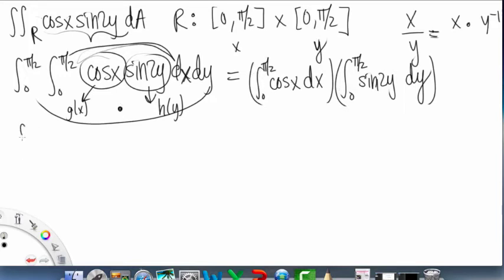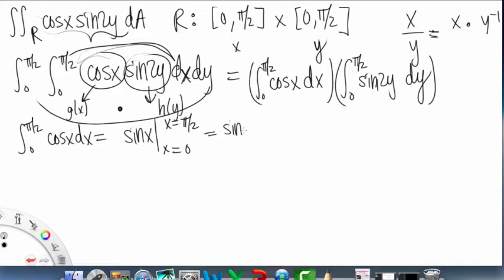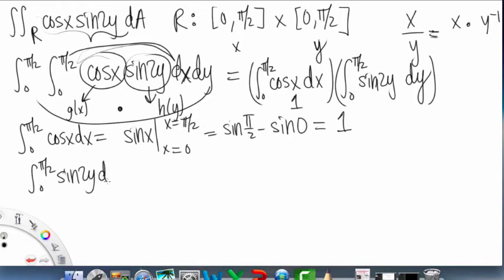So the first one here, 0 to pi over 2, that's cosine x dx. So this becomes a sine x, and that's from x equals 0 to x equals pi over 2. This is sine pi over 2 minus sine 0, and as we solved previously, this is just going to be 1. Okay, so this is going to be a 1, and now our concern is to solve for the second set of parentheses, which is sine 2y dy.